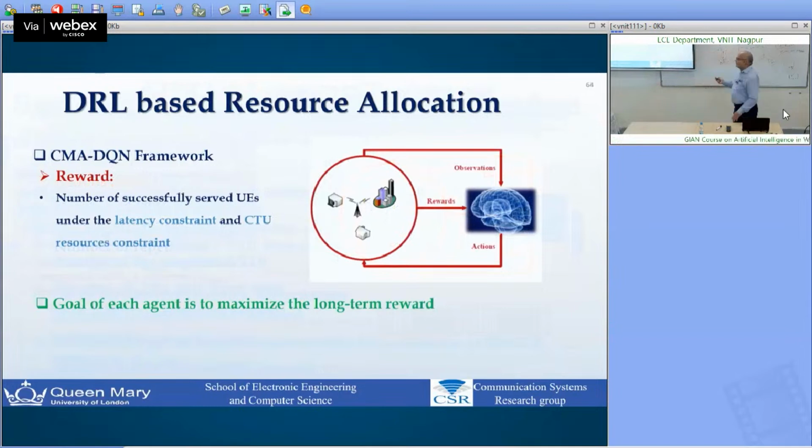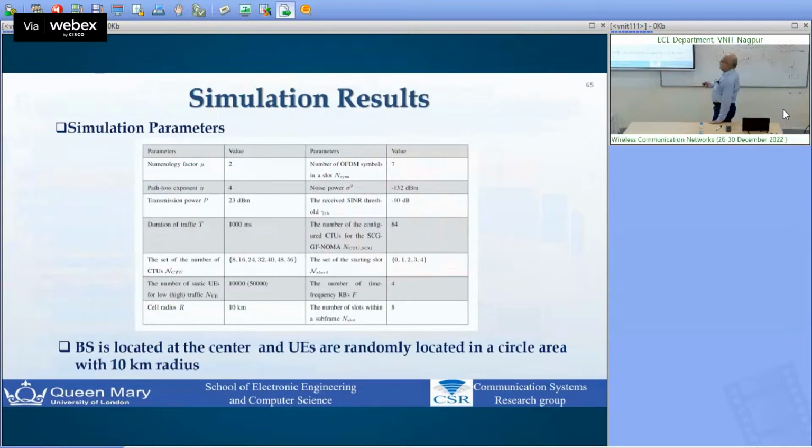Now in the action, we have one more agent to select the starting slot in the configuration. The parameters are the same. This new agent will calculate the Q value for starting slot 0, 1, 2, 3, 4. Whichever gives the maximum Q value, it selects that time slot. Here the number of CTU is 1, 2, 3, 4, 5, 6, 7. It will calculate the Q value for these 7 options, and whichever number gives maximum reward, it selects that.